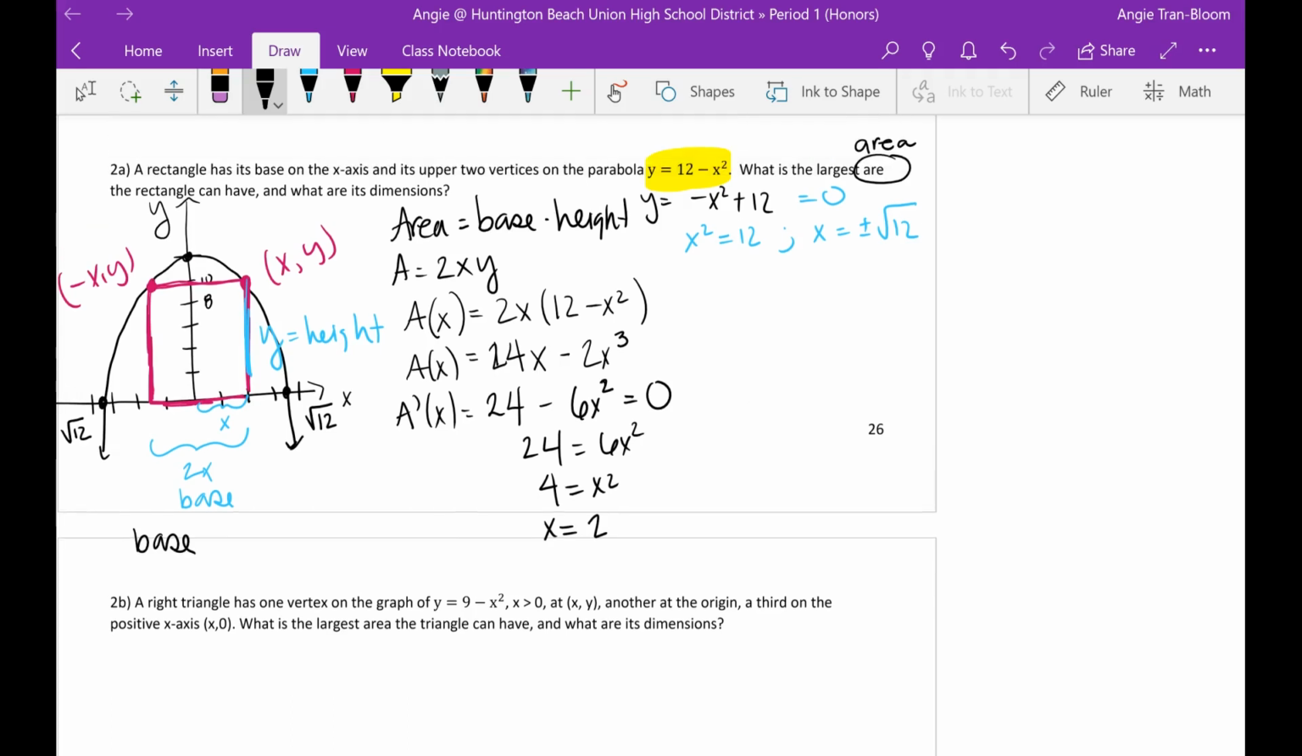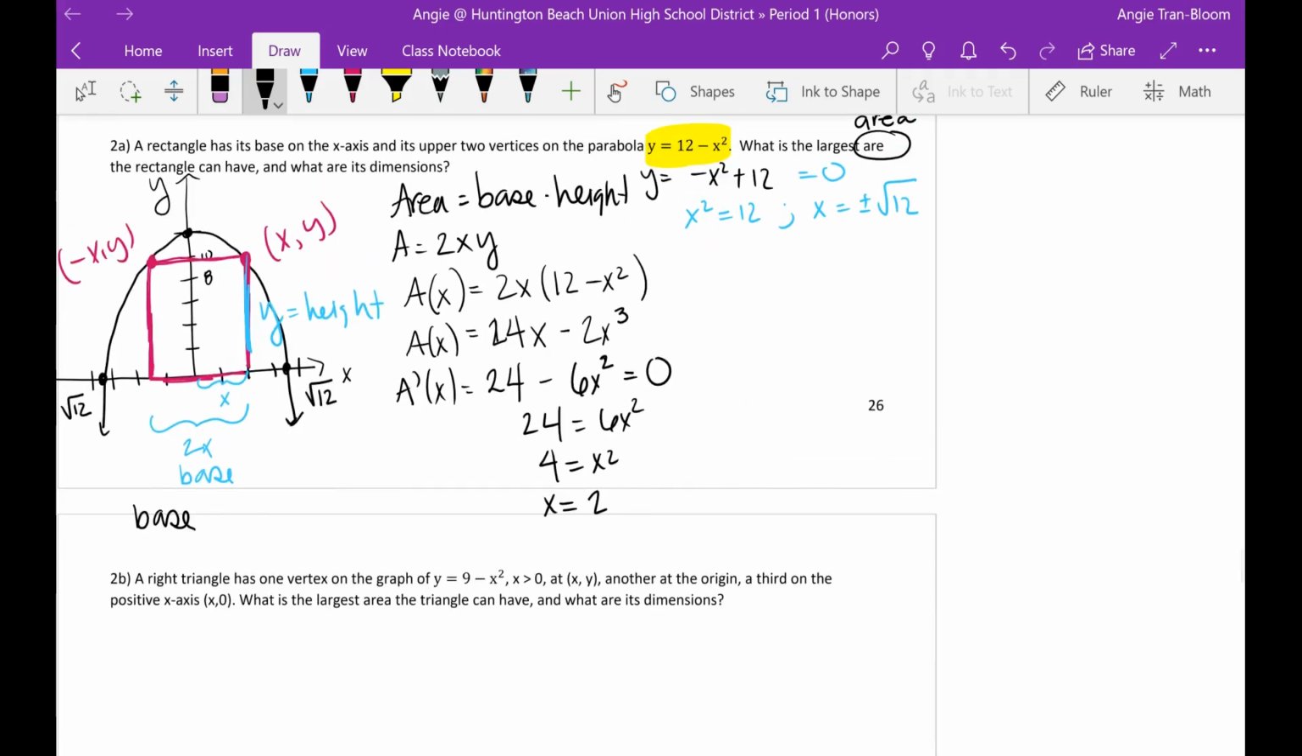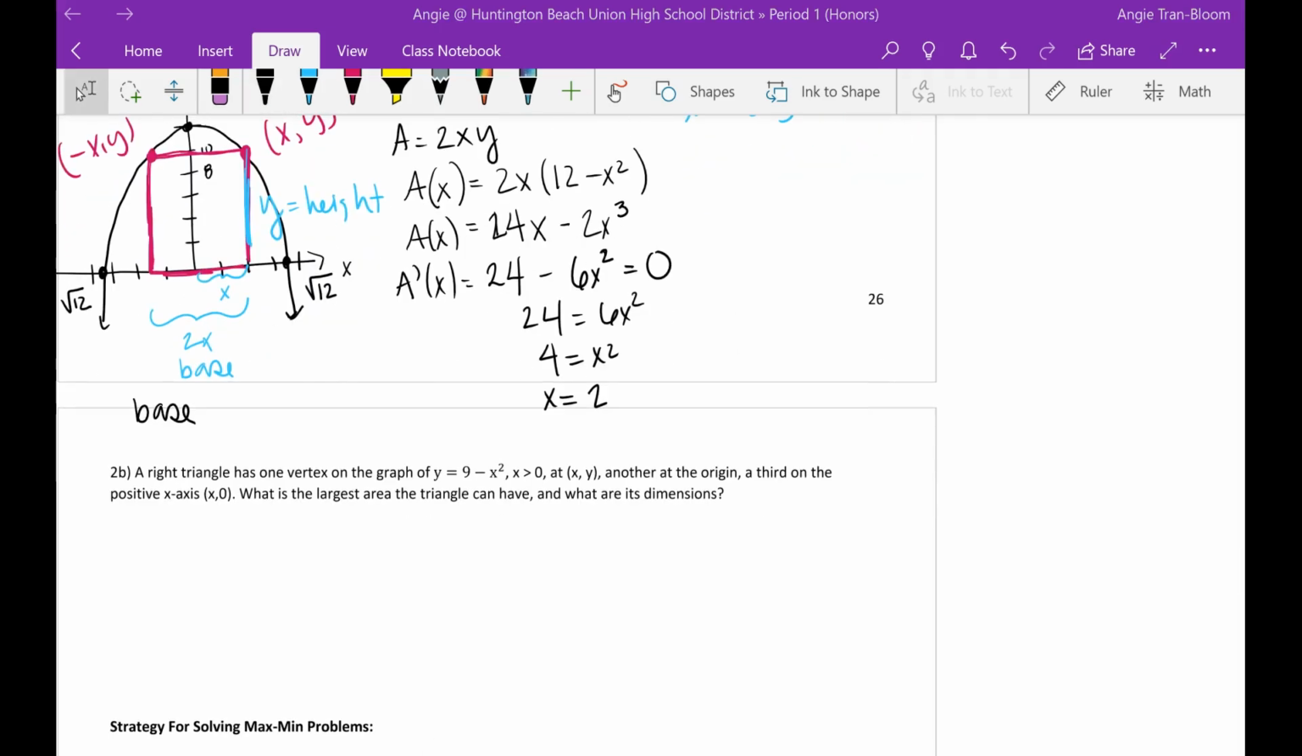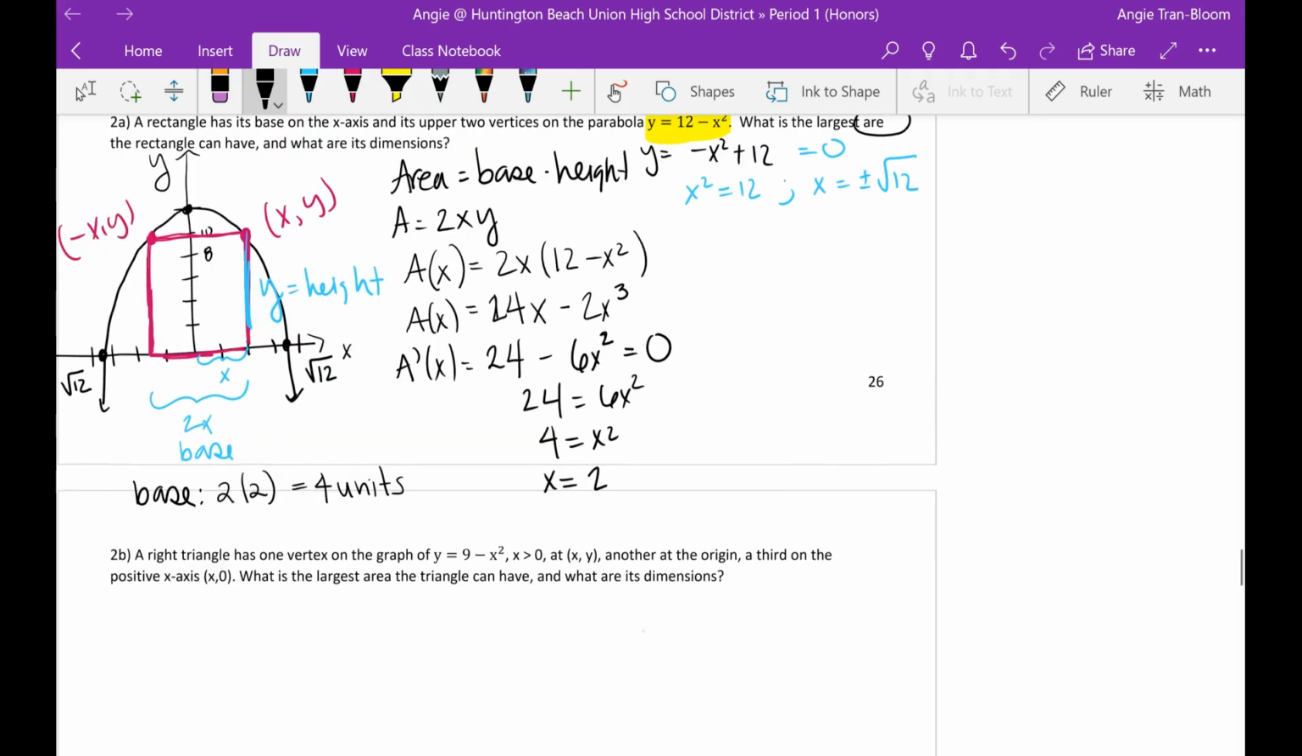Did they give us a unit? No, so there is no given unit. So the base is going to be 2 times 2, which is 4 units. So that's how big the base of this rectangle is going to be. Now the height, I already have a height equation. The height equation is y equals 12 minus x squared. So y is the height. Remember this?